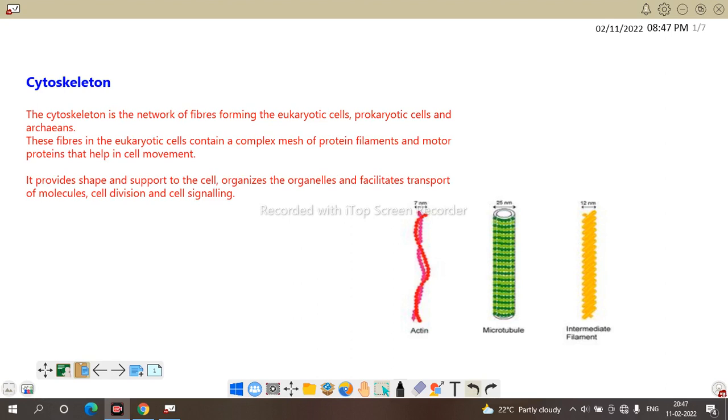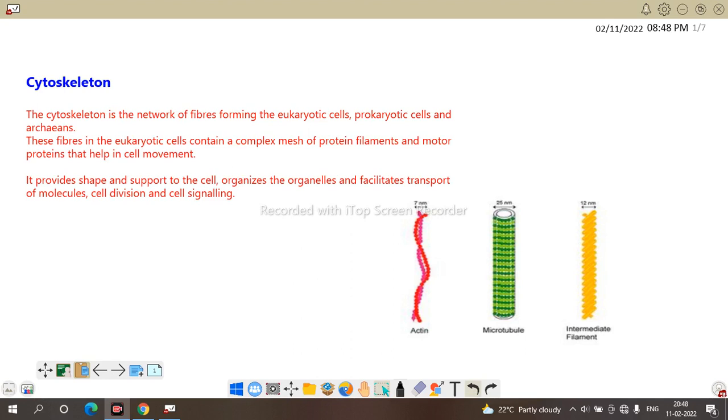Like some prokaryotes, for example bacteria, have flagella. Even some lower groups of organisms like algae also contain flagella, and flagella help in locomotion. Behind this locomotor movement there is the cytoskeleton, the fibers which help the eukaryotes, prokaryotes and other archaeans in cell movement, with the help of motor proteins and protein filaments.